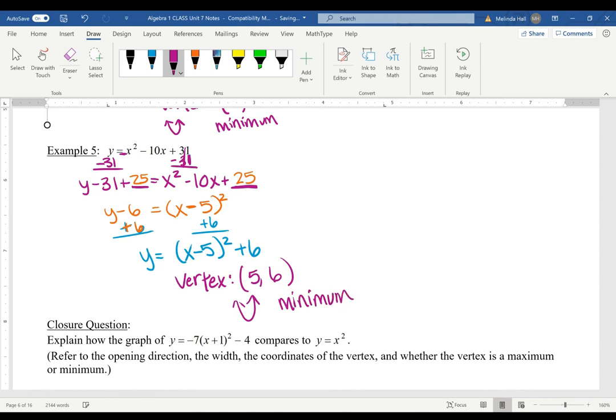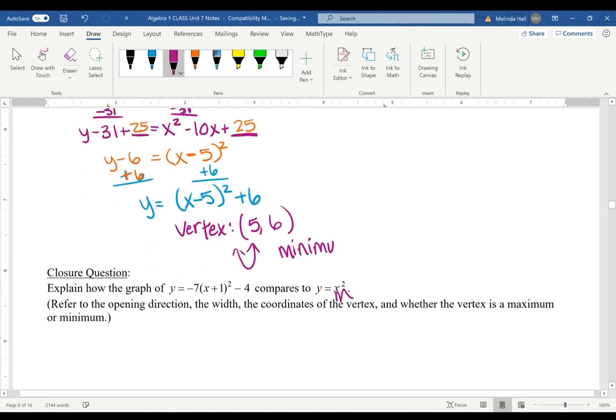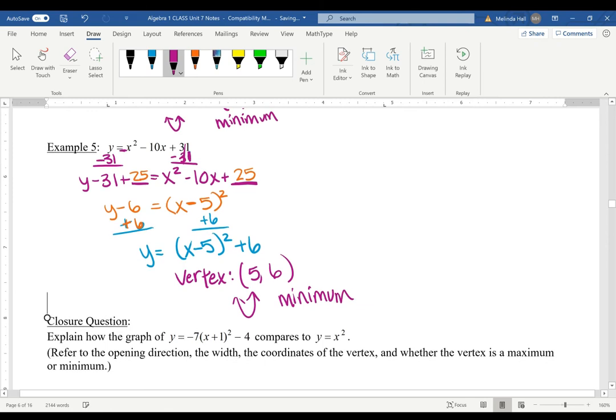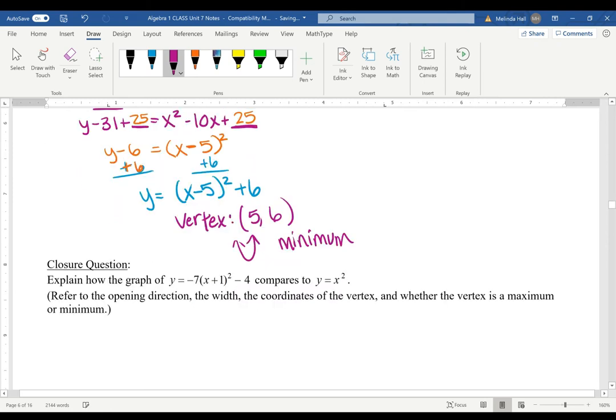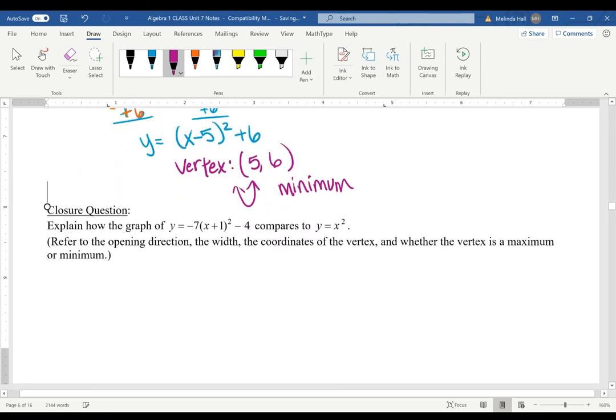Okay. So the closure question is to explain how the graph of y equals negative 7(x plus 1) squared minus 4 compares to the graph of y equals x squared. Refer to opening, the width, the coordinates of the vertex, and whether the vertex is a maximum or a minimum. So with this y equals negative 7(x plus 1), all that.